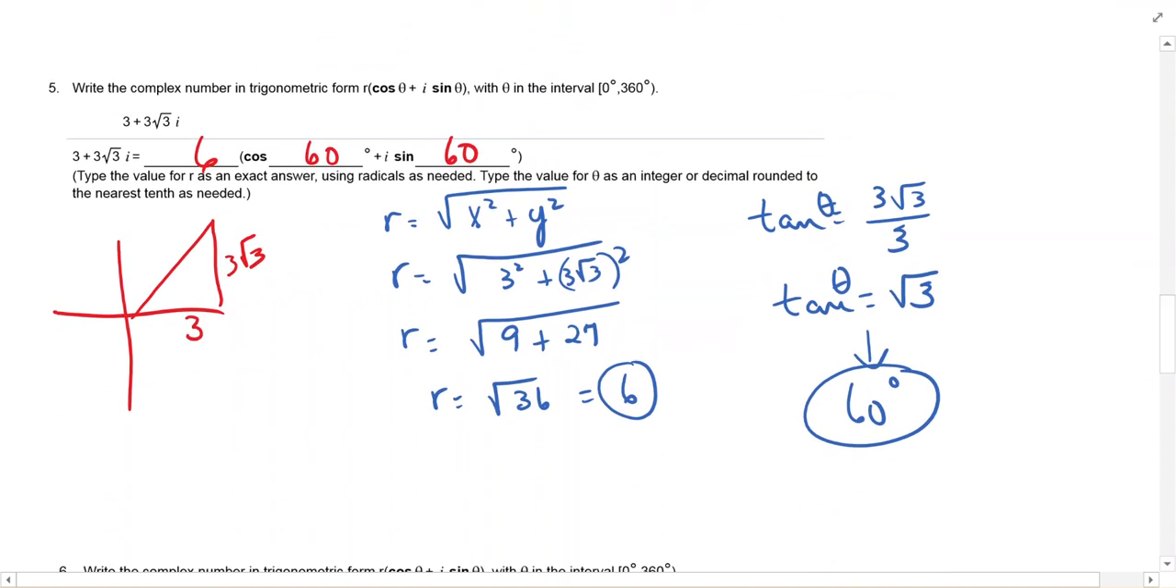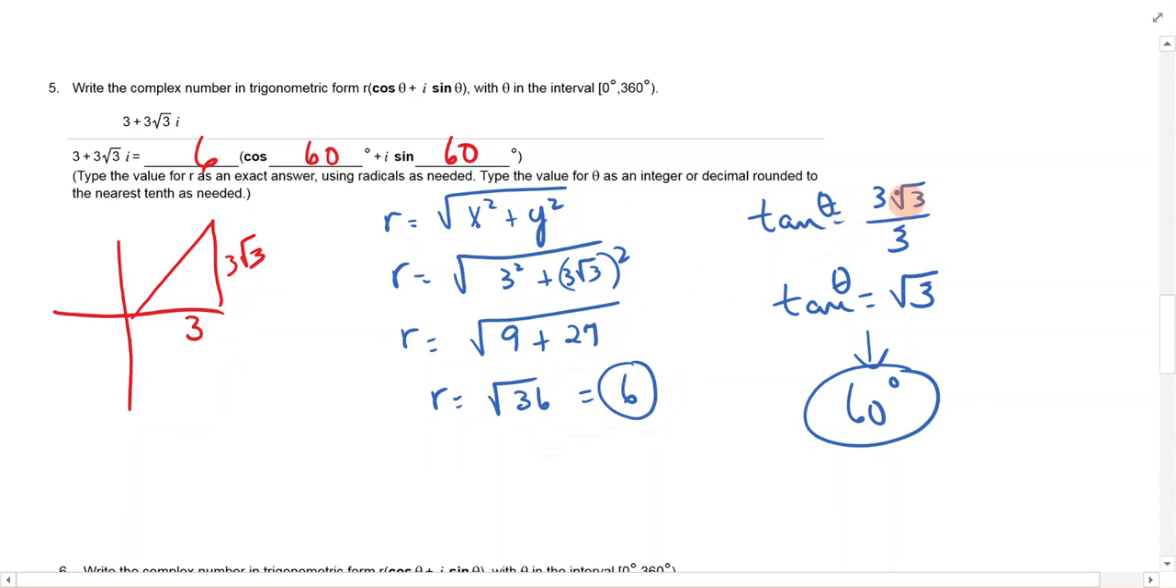Number 5, write the complex number. So 3 plus 3 square roots of 3I. So the first thing you want to do is sketch. So we know it's a positive 3 and then up 3 square roots of 3. R, square root of x squared plus y squared. So I plug in both of those. I've got 9 plus 27 when I square that. That's 36. So my R value is 6.